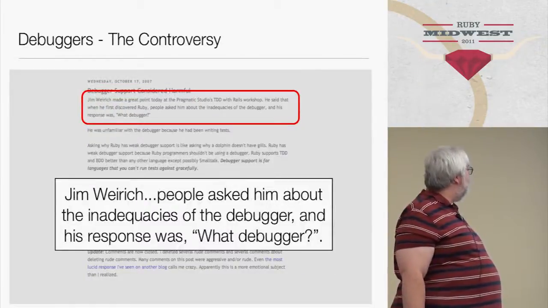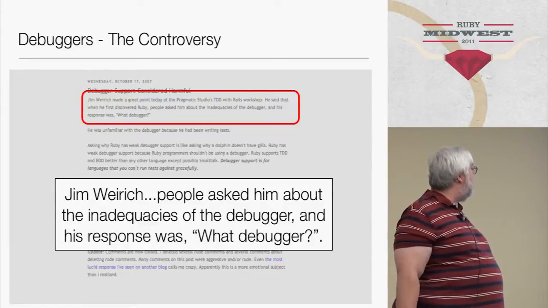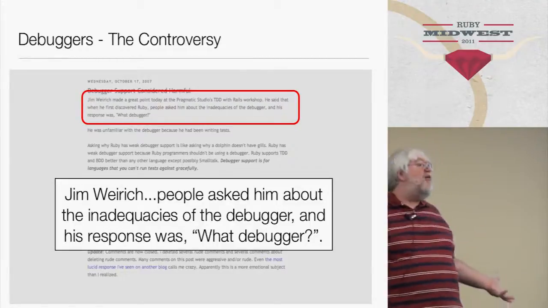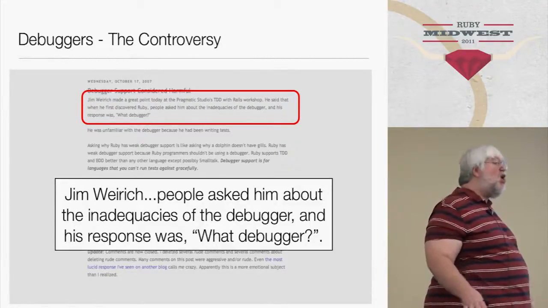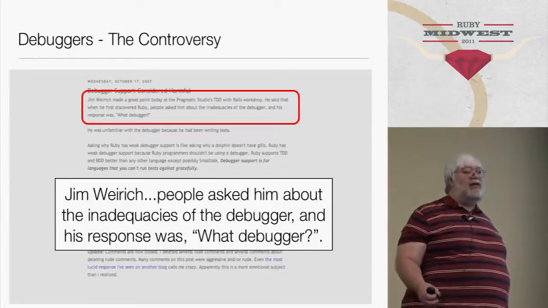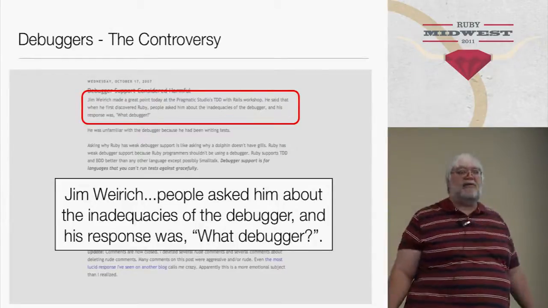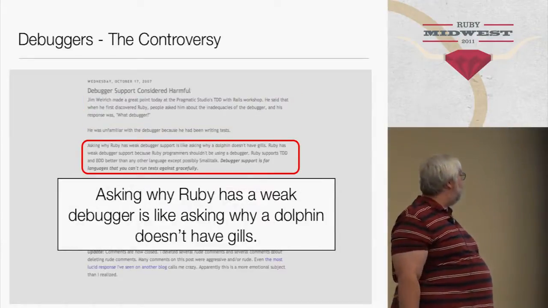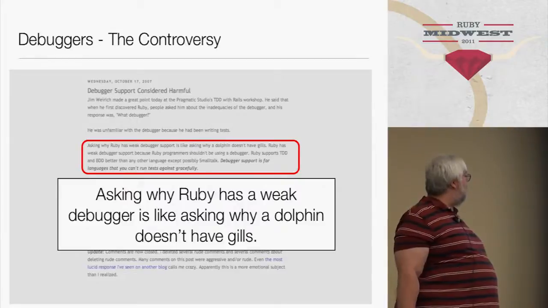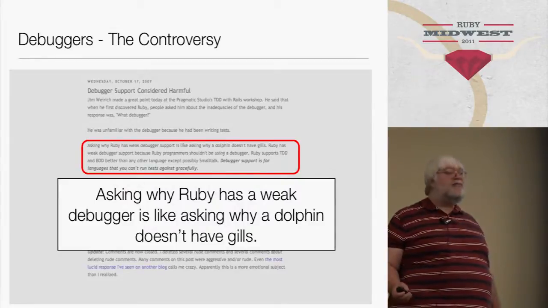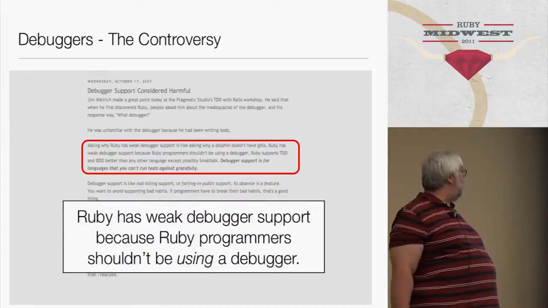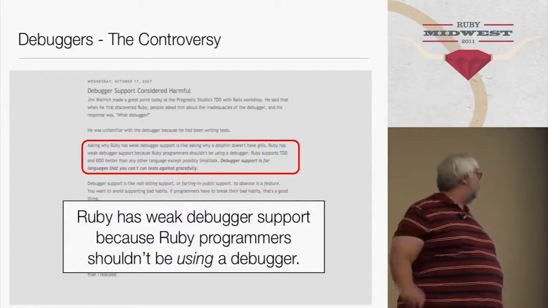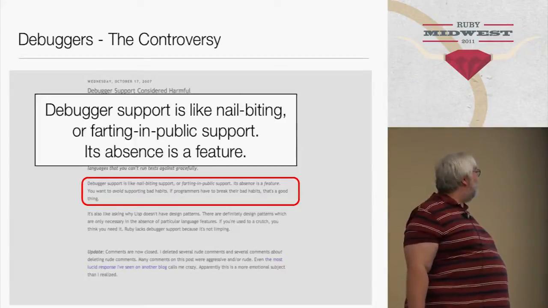He said things like, Jim Weirich, people asked him about the inadequacies of the debugger, and his response was, what debugger? Because at the time, I had never even used the Ruby debugger. I didn't even know there was a debugger at that time. So when they asked me about the debugger, I said, I never use it. I don't know about it. So Giles wrote up this article. He said things like, asking why Ruby has a weak debugger is like asking why a dolphin doesn't have gills. Ruby has weak debugger support because Ruby programmers shouldn't be using a debugger. It gets better.